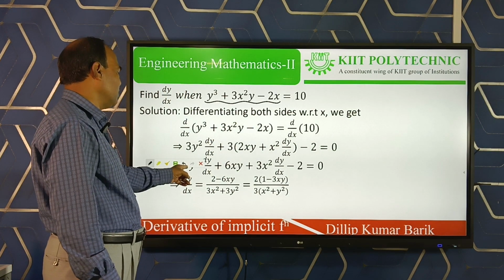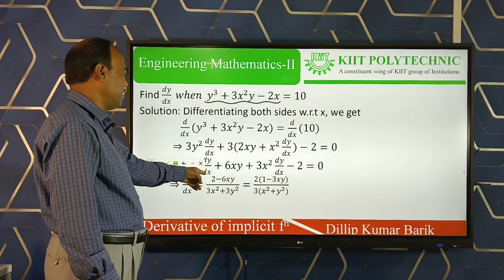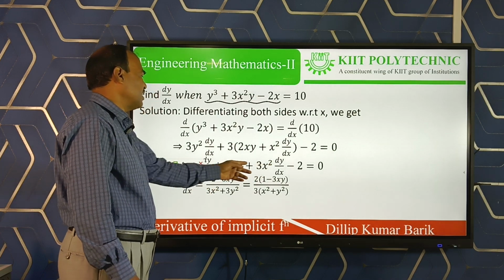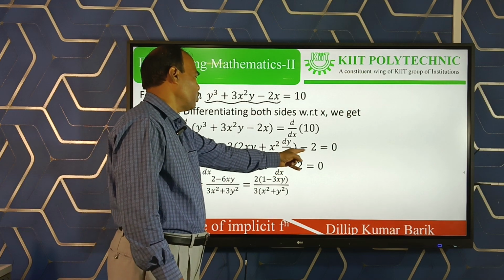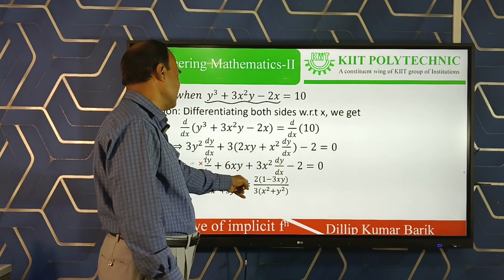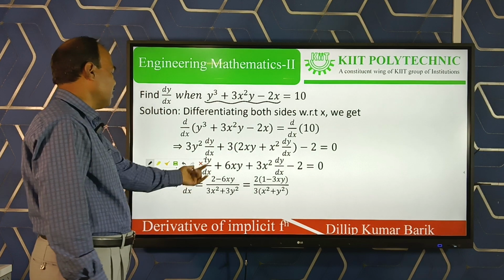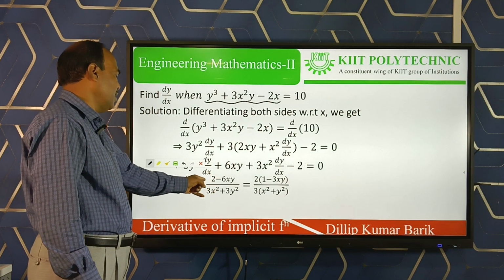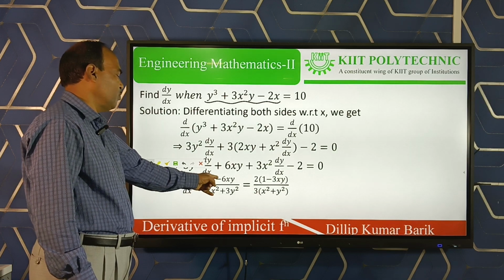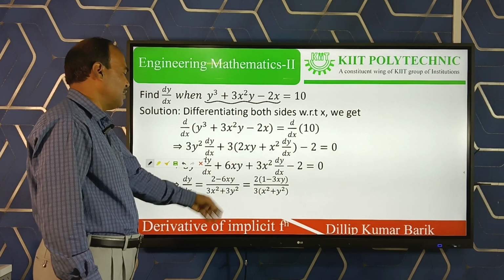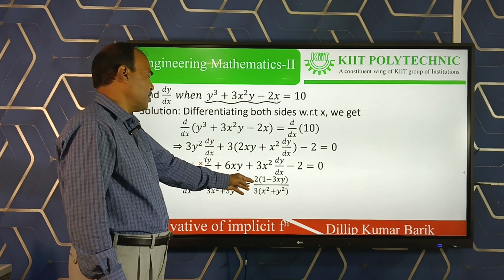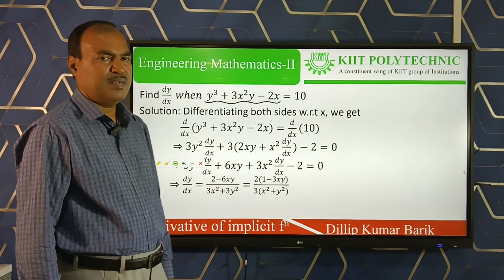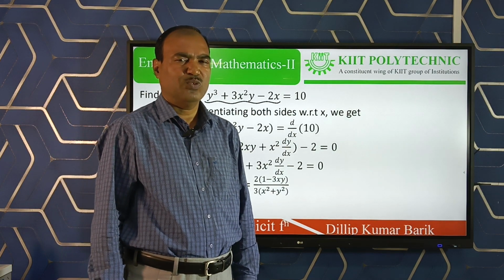That means 3y square dy by dx along with 3x square dy by dx keep on the LHS, transfer 2, means minus 2 goes to the right side, plus 2 minus 6xy. Then the coefficient of dy by dx is nothing but 3x square plus y square. It will be divided with the RHS, means 2 minus 6xy. Our final answer is, taking 2 common from the numerator, 2 into 1 minus 3xy, over 3 from the denominator, 3 into x square plus y square.